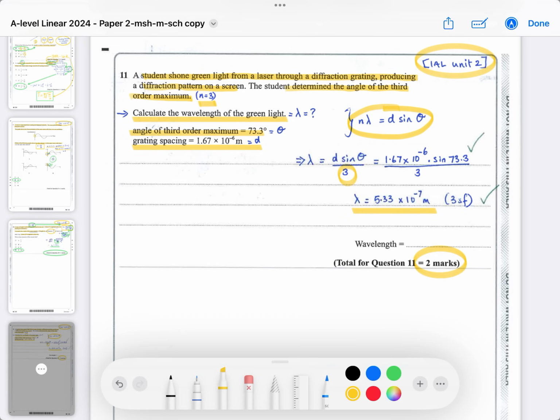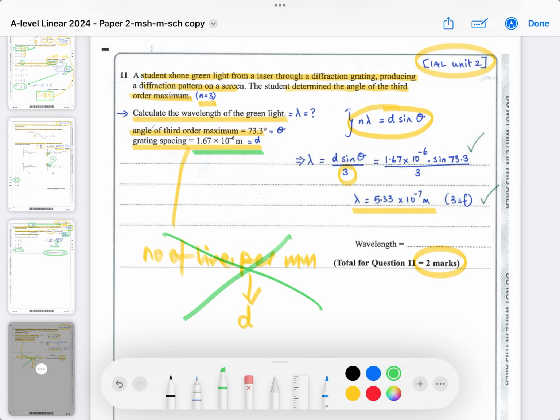One of my students thought that this was the normal value that they give, where it's the number of lines per millimeter. So often they give you a number of lines per millimeter, and you've got to work out d. In this case, you don't need to do that because it's given to you already. This is d. Okay? So be careful.